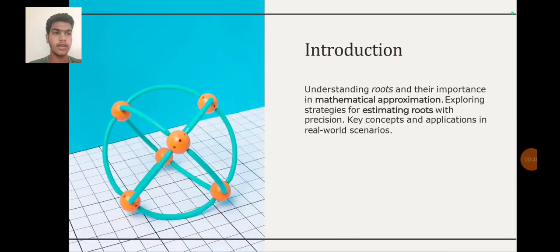So, introduction. Understanding roots and their importance in mathematical approximation. Exploring strategies for estimating roots with precision. Key concepts and applications in real world scenarios.